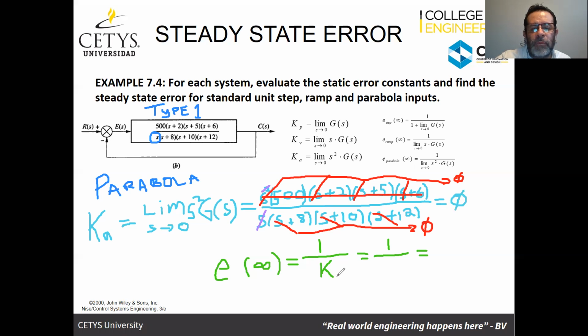And over here, we're going to have 1 for the parabola. We're going to have 1 divided by Ka. And so this is going to be 1 divided by 0, and this is going to be infinite. Okay, now we're talking about this one. So a type 1 system is going to be okay for the position and velocity. It's not going to be that okay for acceleration.